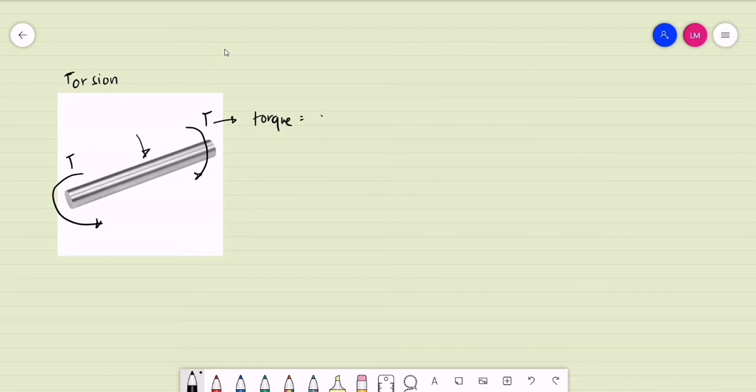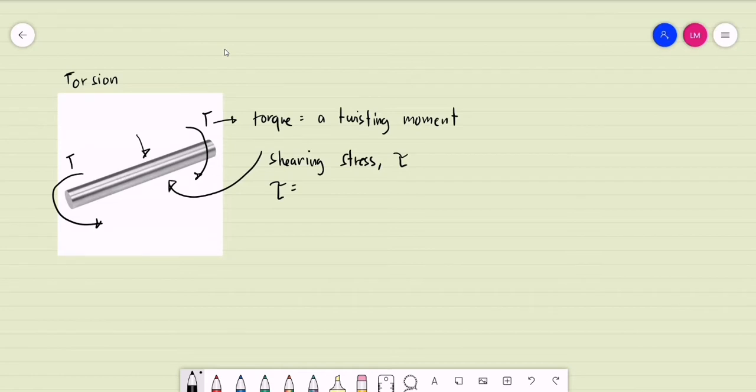this is a twisting moment. So if we say moment, that is basically force times the lever arm. So if a body carries a torque, it experiences shearing stress. From our previous discussion, we use tau to represent shearing stress. So we have the equation of shearing stress for, let's say, a solid shaft carrying a torque is equal to the applied torque multiplied by the rho. This is divided by J.